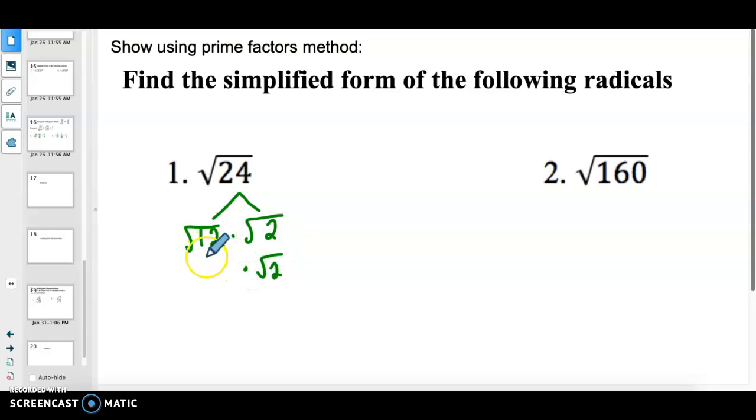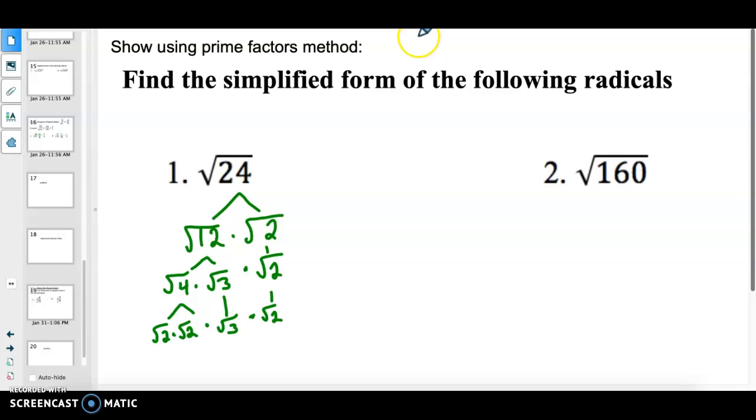12 is not prime yet, so I'm going to keep splitting the 12. The 12 I know can split into 4 and 3. So now I have all of these. For the ones that stay the same, if you want to draw just a single arrow, you can, whatever works for you. So I'm going to keep bringing this square root of 2 down. The square root of 3 is now prime. Square root of 4 is not prime yet, so I'm going to split it up into square root of 2 times square root of 2.